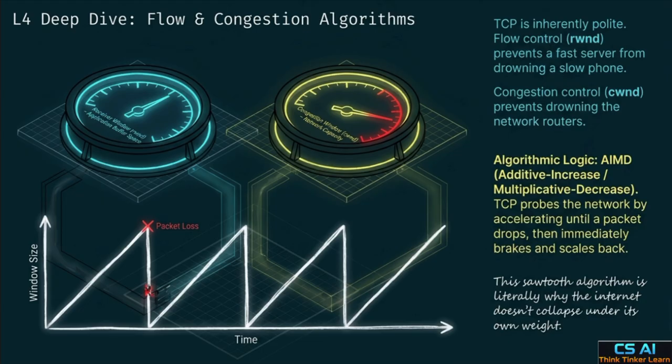TCP isn't just reliable, it's inherently polite. It manages this through flow control and congestion control. Flow control stops a fast server from overwhelming a slow mobile device, while congestion control stops the whole network from collapsing under too much traffic. The algorithmic engine here is AIMD: additive increase, multiplicative decrease. TCP probes the network, speeding up until it senses packet loss. Then it immediately breaks and scales back. This creates that characteristic sawtooth graph. The algorithm is literally why the internet doesn't collapse under its own weight every single day.